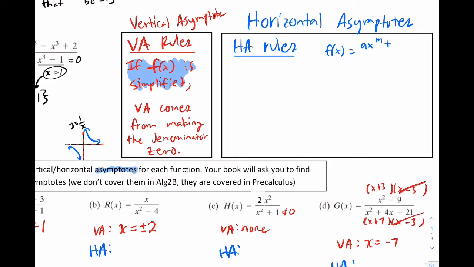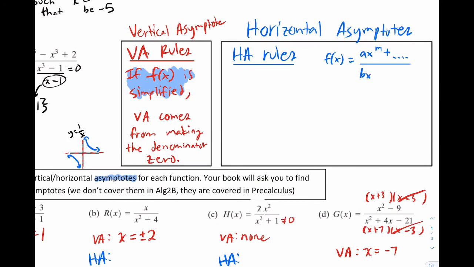The way this works is you're going to be given a function f of x, and it's going to be a x to the power of m plus a bunch of stuff over b x to the power of n plus a bunch of stuff. All you're going to care about is the leading term of the top and the bottom. That's the only part you care about. You're just looking at that. There are 3 things that can happen. Case 1 is that the exponents are equal, meaning m equals n. If this happens, your HA is going to be y equals a over b, meaning you take the coefficients.